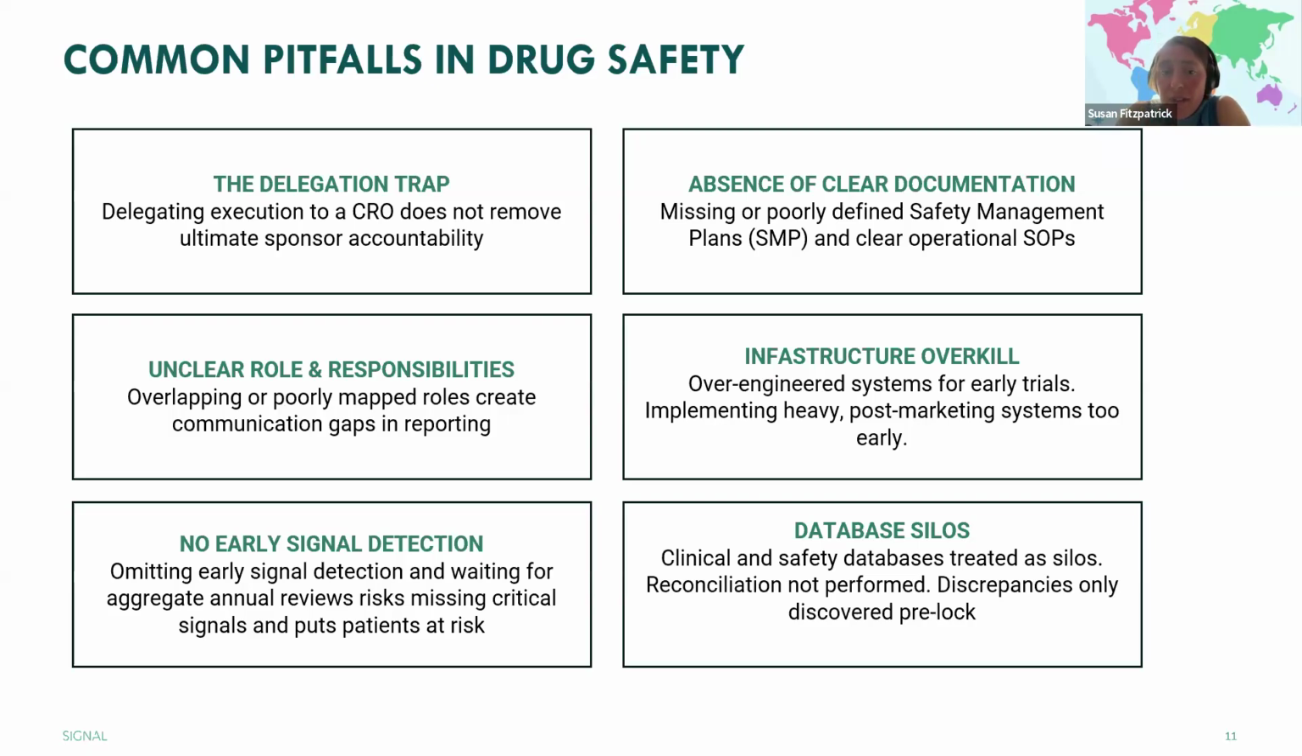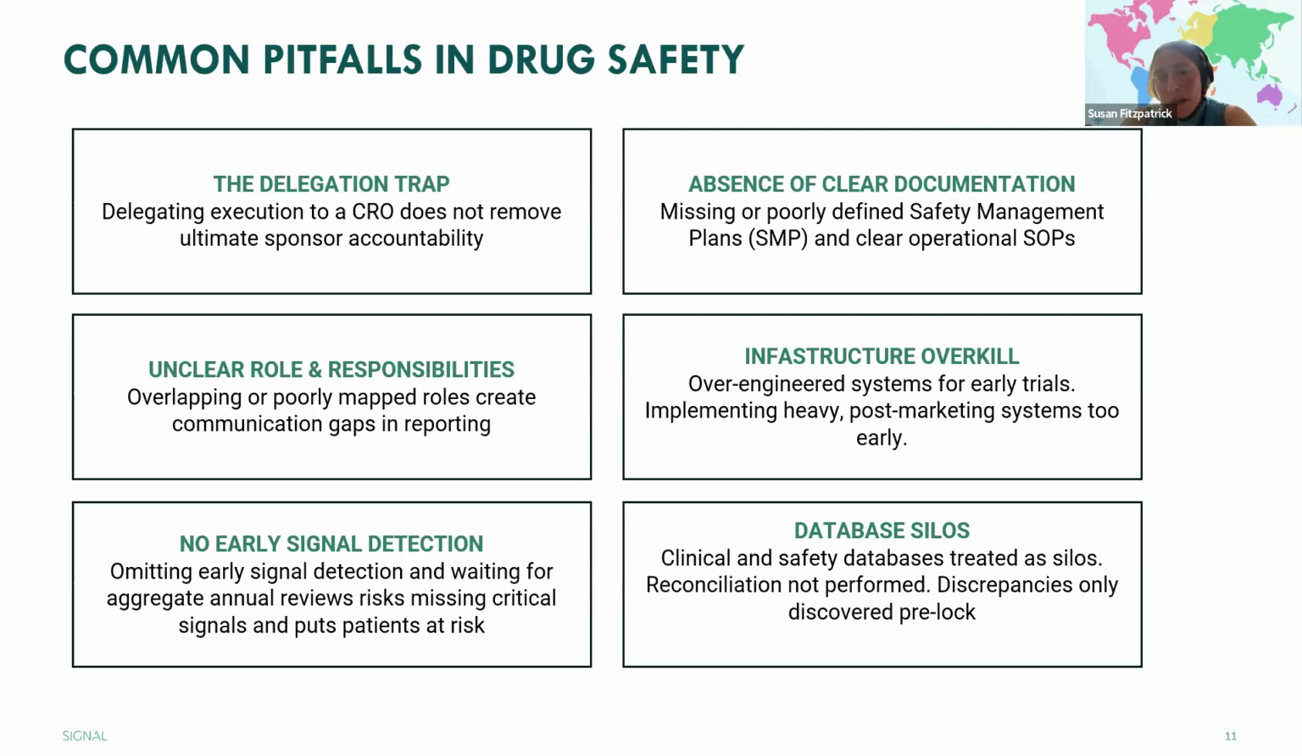And the third challenge is the infrastructure overkill. And this is something we often see with early stage companies. In an effort to prepare for the future of the trial, they invest in highly complex safety systems and processes that are not only costly to implement and maintain, but they far exceed the needs of a current phase 1 program. And we're going to come back to this point in a minute.